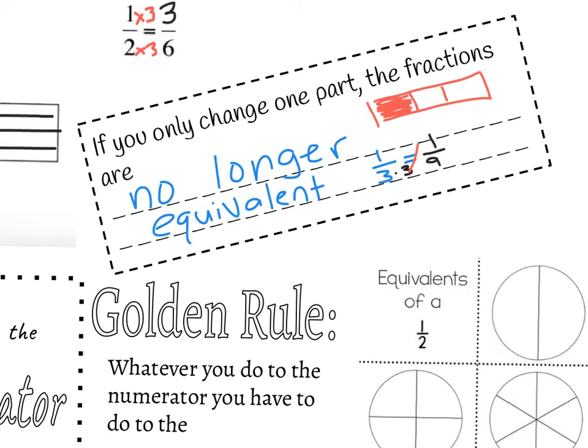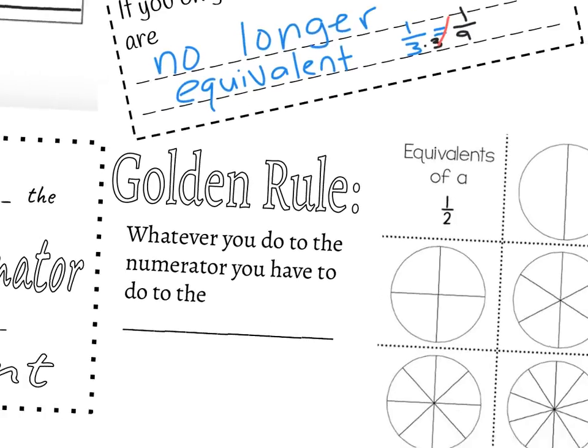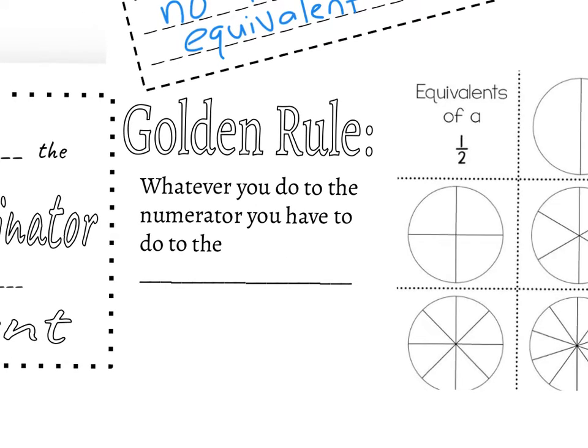Which leads me to our golden rule of equivalent fractions. And you'll hear me say this a lot. Whatever you do to the numerator, we have to do to the denominator. Or vice versa. So a lot of times you'll hear me say whatever you do to the top, we have to do to the bottom of the fraction.